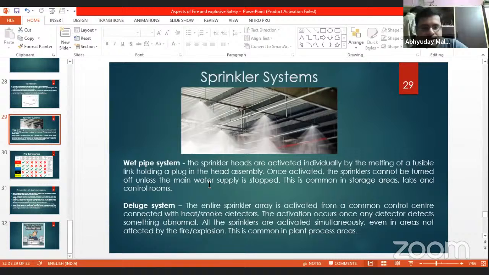Now, deluge systems consist of an array of sprinklers which are activated from a common control center, generally the distributed control system or the DCS. This control center is connected with the heat or the smoke detectors. If a detector detects anything abnormal, that is a temperature rise or smoke, then it sends a signal to the control system and the control system activates all the sprinklers at a time. Even in areas which are not affected by the fire, the sprinklers will be actuated. And this is called a deluge system. This is common where the processing areas in the plant are.